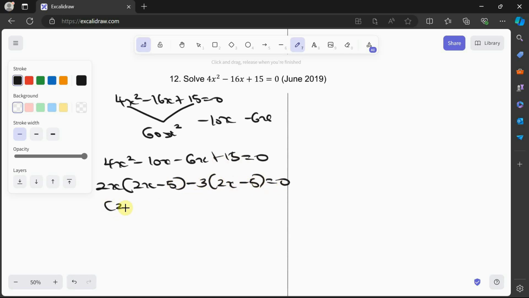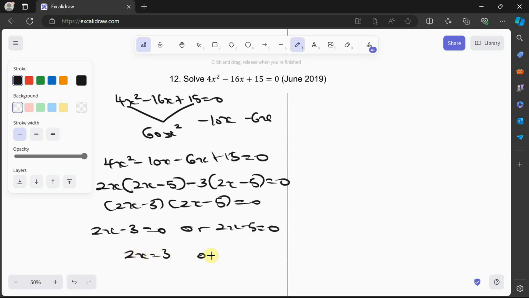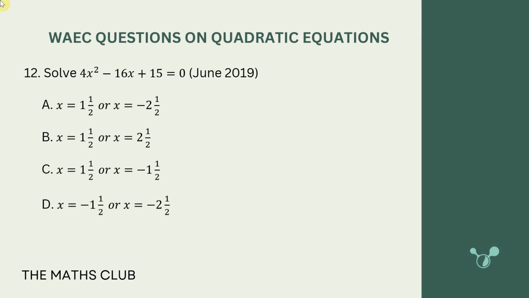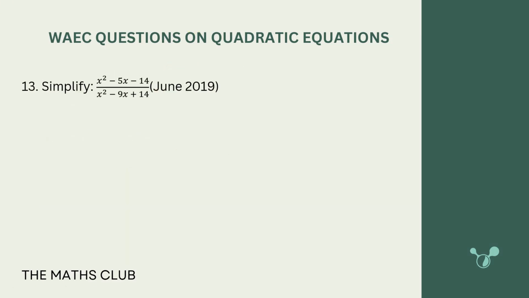So let's group. That will be 2x minus 3, 2x minus 5 is equal to 0. So that's like saying 2x minus 3 is equal to 0 or 2x minus 5 is equal to 0. So 2x will be equal to 3 or 2x will be equal to 5. So if I divide both sides by 2, our x will be equal to 3 over 2 or 5 over 2. That'll be option B.